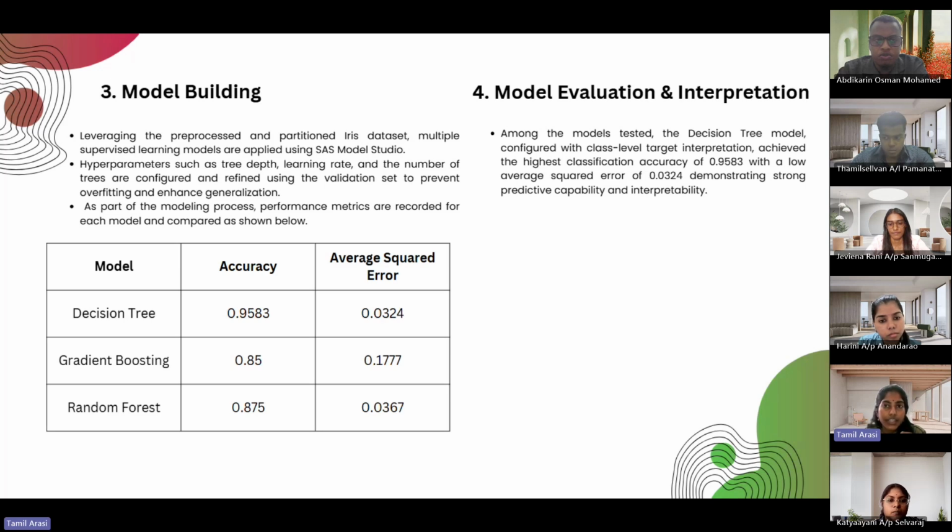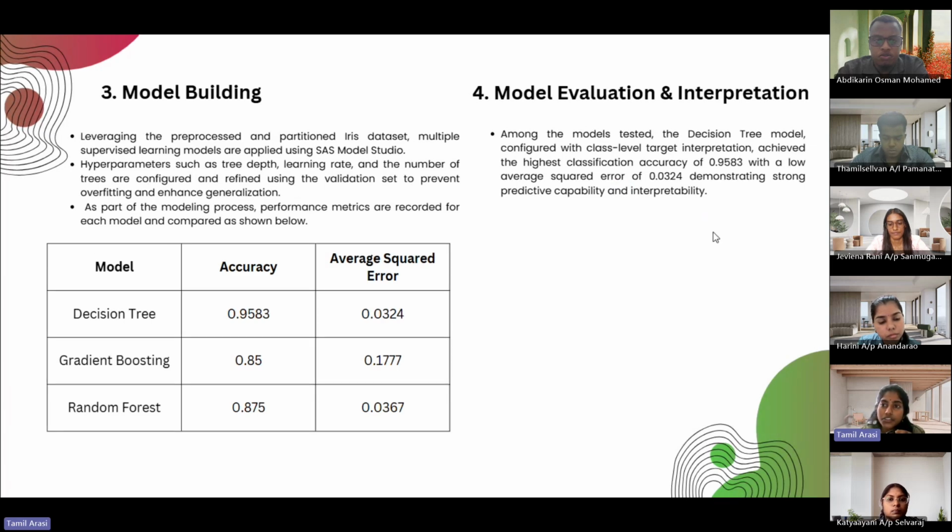And then moving on to the next is the model evaluation and interpretation. Here, among the models tested, the decision tree model configured with class-level target interpretation achieves the highest classification accuracy of 0.9583 with a low average square error of 0.0324, demonstrating strong predictive capability and also interpretability.